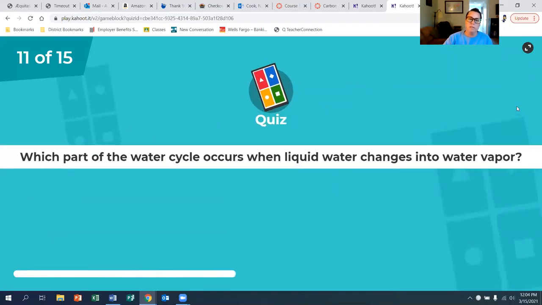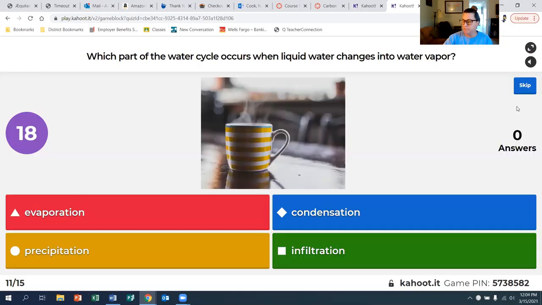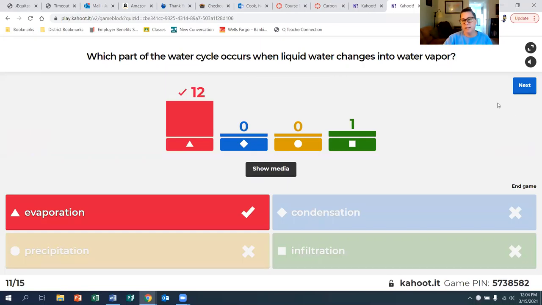Which part of the water cycle occurs when liquid water changes into water vapor? You're going from a liquid to a gas. Liquid to a gas is evaporation. Very good.